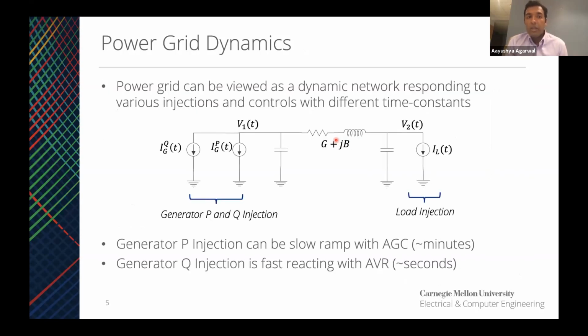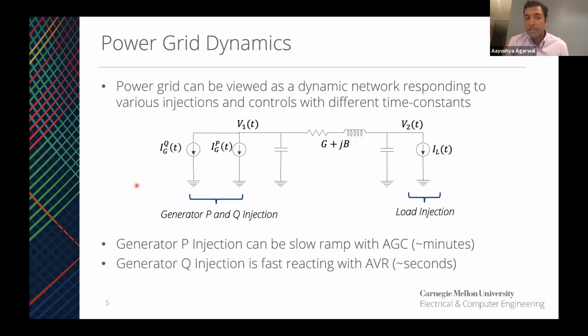So with that in mind, we can look at the power grid as a dynamic linear network with various injections. For example, here we've got this two-bus system with a transmission line model in the middle. We've got a generator on the first bus and a load on the second bus. Another way of looking at it is that in your generator, you've got P and Q current injection there. Behind these injections are various controls that ensure that the voltage is stable and so forth. But really you can look at it almost like a current injection.